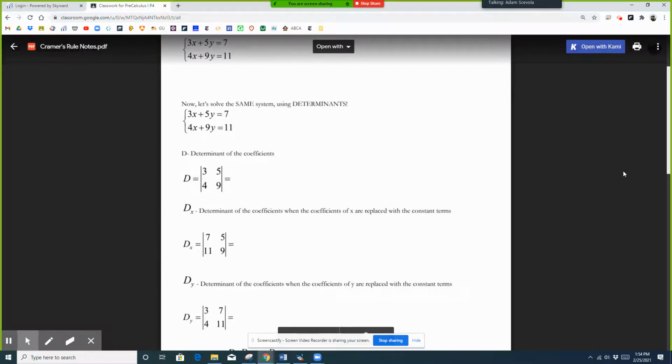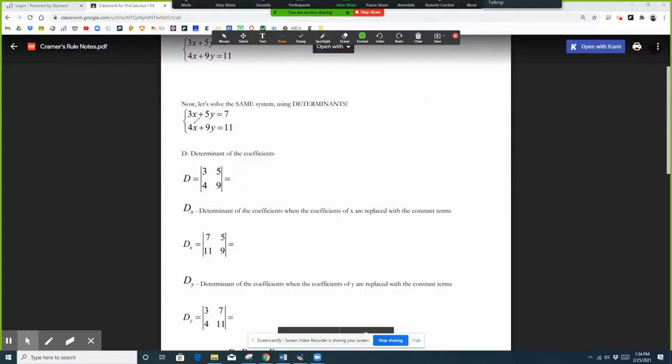All right. So now, how do you solve a system using determinants? For a system of two equations, you need to find 3 determinants. One is called D, one's called Dx, and one called Dy. We're going to divide those, but we'll do that later. So D is just your coefficient matrix. If you look at the system of equations here, the coefficients are 3 and 5 for the top equation and 4 and 9 for the bottom equation. So D is just going to be the determinant of a matrix where the first row is 3 and 5 and the second row is 4 and 9.